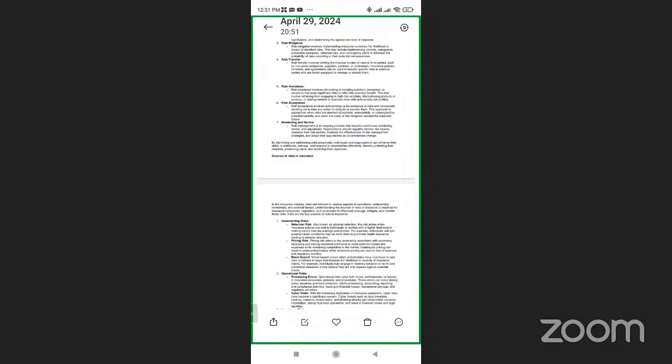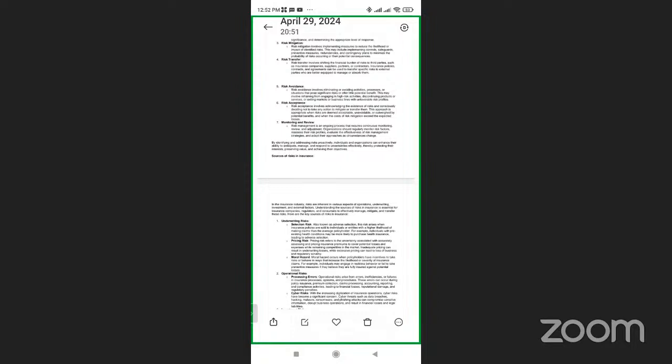Then come the sources of risk in insurance. As we have already pointed out, the business of insurance can either be in the form of life or in the form of non-life insurance. So there can be different sources from which the risk can be identified. Sources of risk in insurance basically refers to the sources from where you can identify the risk.